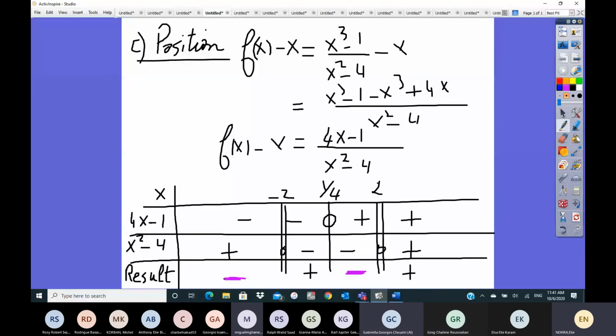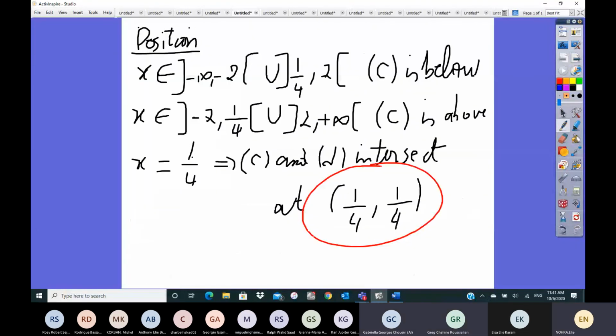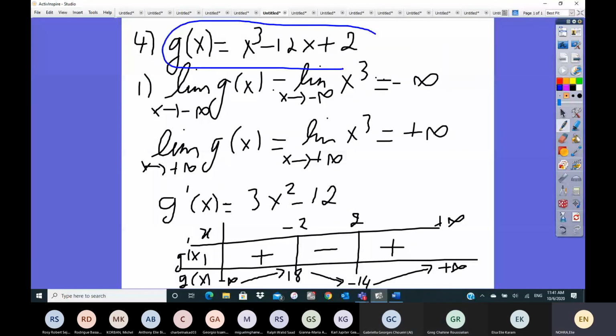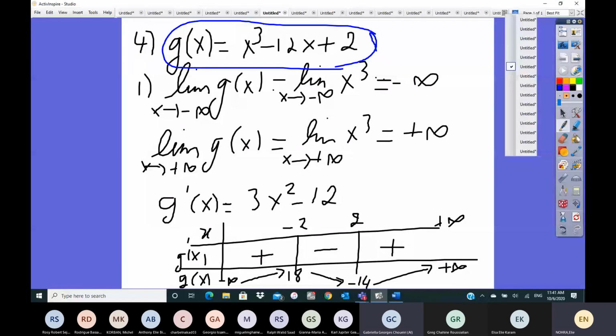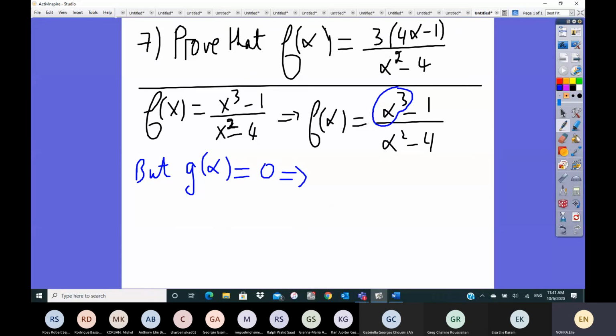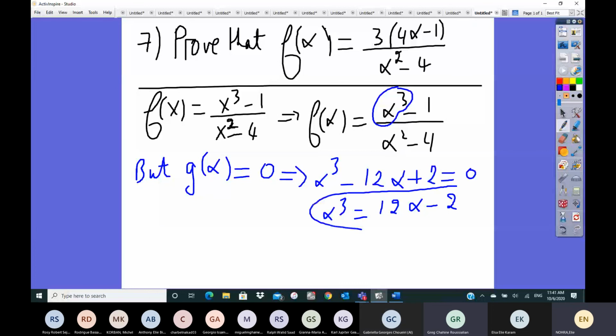So let's go back to g. Where is g? Look at g. This is g. I mean by g of alpha is equal to 0, then alpha cubed minus 12 alpha plus 2 is equal to 0, correct? Correct. Yes. Then alpha cubed is equal to what? 12 alpha minus 2. Let's replace it by its value.